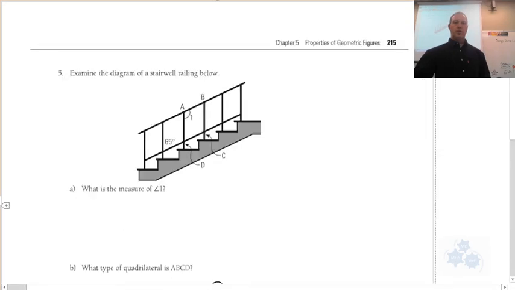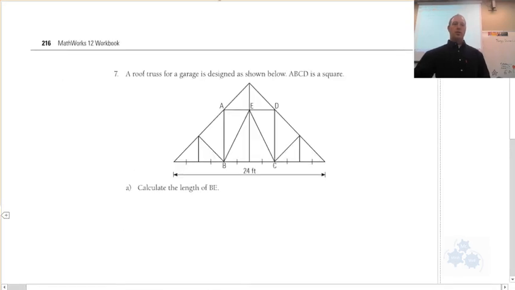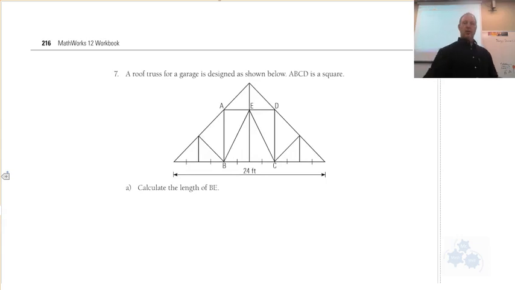This is one you guys are just doing your corrections on right now. So that's the little review for Chapter 5. Do you guys have any questions about Chapter 5?